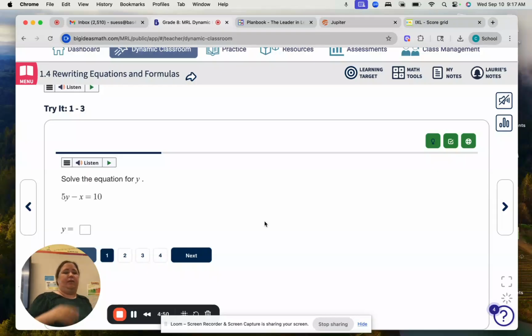Now there are calculators that you can do that with, but they're really graphing calculators, not really to solve, so I would not recommend doing it. All right, so this first equation, try it 1 through 3. Work on these. You're solving for y on these. Probably all of them. You're solving for y.